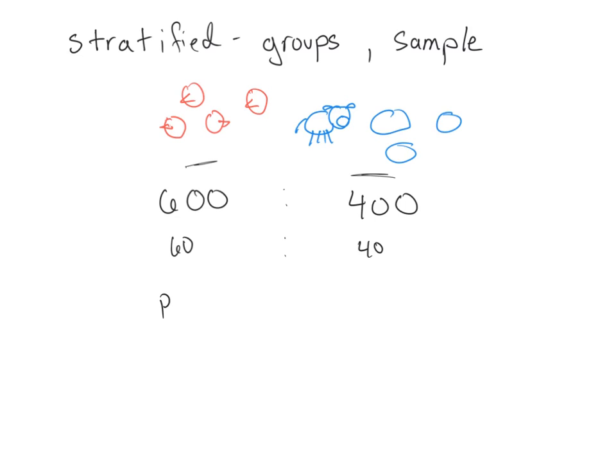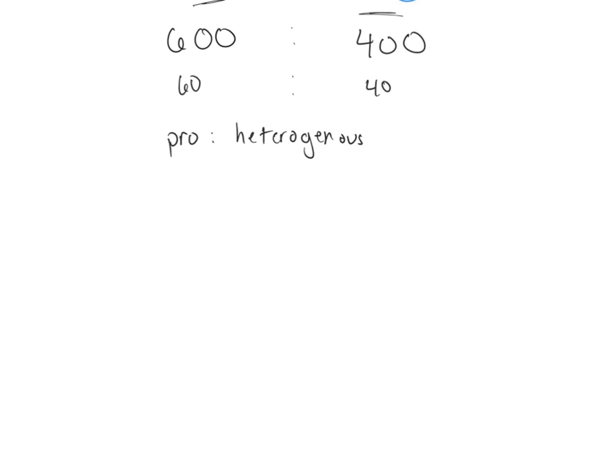So the pro, it's good for heterogeneous groups to be represented. Cons to stratified sampling is that it depends on how many heterogeneous groups there are and how the groups are broken up, depending on what you're asking. So the questions are important there when you're dealing with your heterogeneous groups.